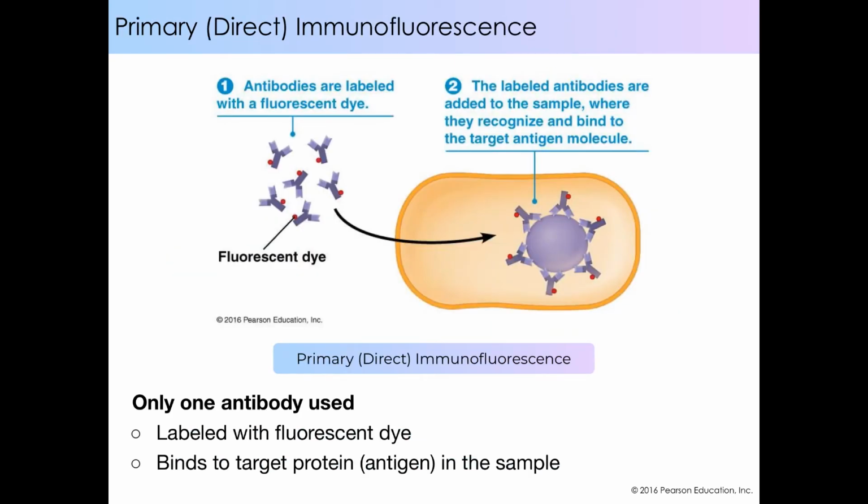There are two types of fluorescent antibody staining: primary, which is also known as direct immunofluorescence, and secondary or indirect immunofluorescence. In primary immunofluorescence, only one antibody is used. Now, this antibody both binds to the antigen and also is conjugated to a fluorescent dye or fluorophore.